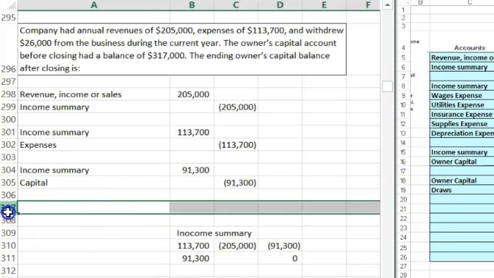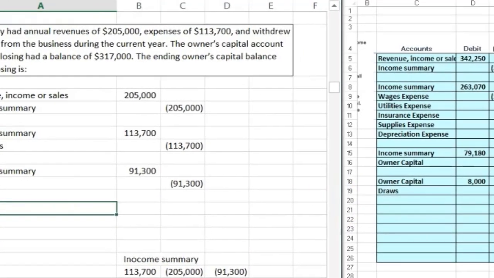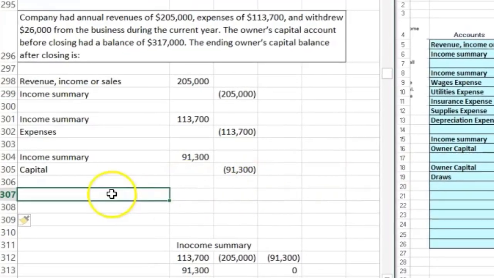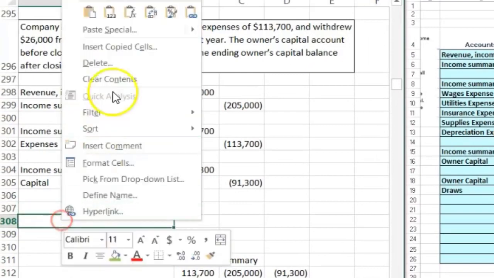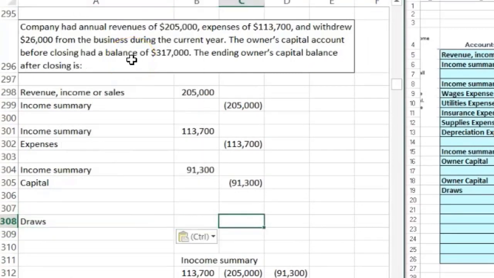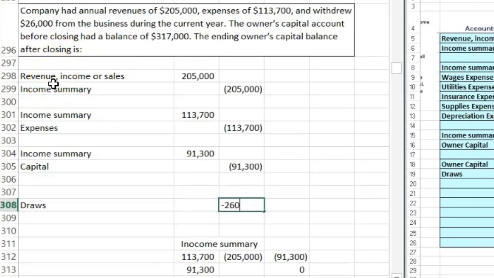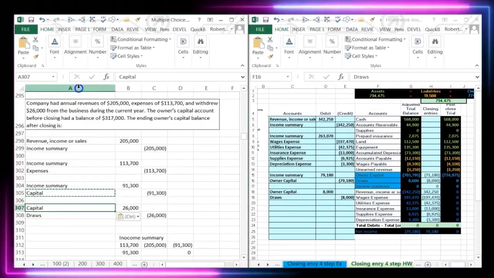So I'm going to add a couple of cells here. Draws has a debit balance. We need to make it go down, so we're going to credit the draws. I'm just going to copy this. And we're going to credit draws for the number that they gave us, which in this case was 26. So credit 26,000 and debit 26,000 to, once again, the capital account. So it's going to go in the capital account.